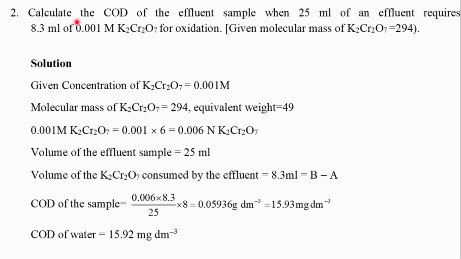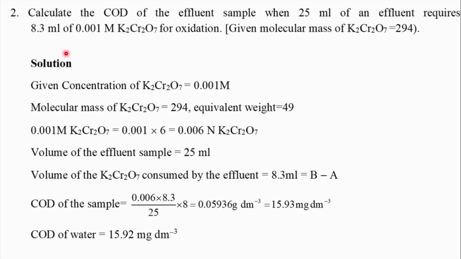But in our existing problem, only the volume of effluent sample is given and no normality of FAS. Instead, they have given a molarity of K2Cr2O7. There is a difference between molar and normal solution. Molarity of K2Cr2O7 is given, with no individual titer values for blank and back. Instead, the total volume of K2Cr2O7 consumed by the pollutants is given. That is 8.3, which means it is directly B minus A. No B, no A individually. It is directly B minus A that is supplied in this problem.